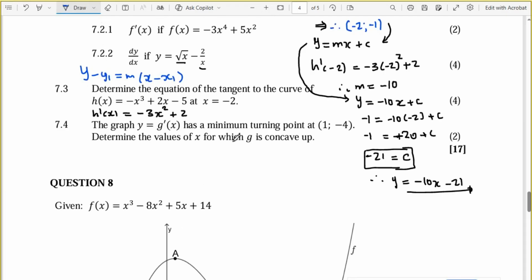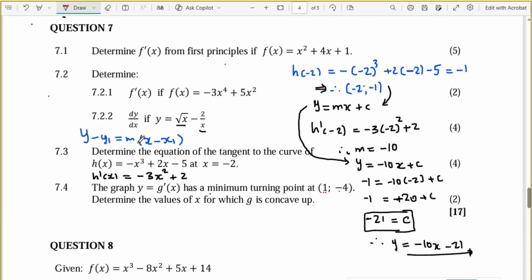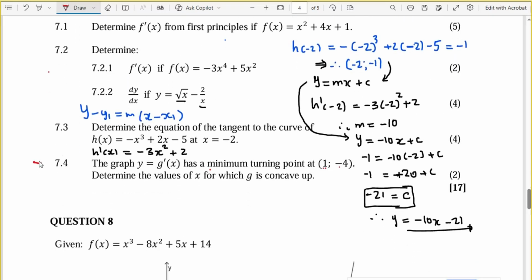Okay, look at 7.4. They say that they want you to find the graph g prime has a minimum turning point at 1 and -4. Determine the values of x. So this 7.4 is no longer part of the previous one, it is on its own. This is a new question again. Do you want me to give you a chance to try how to answer this 7.4?